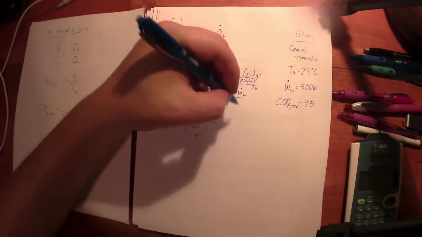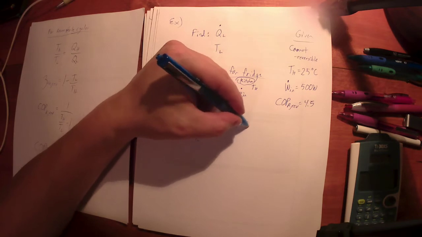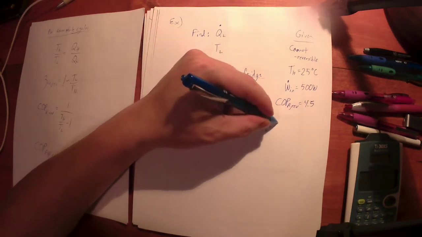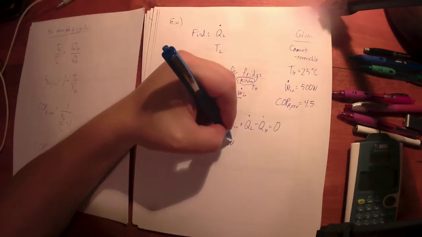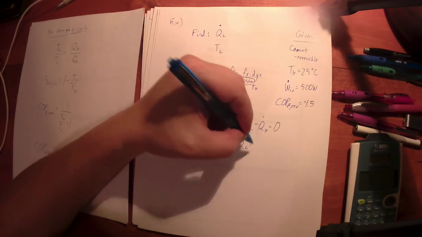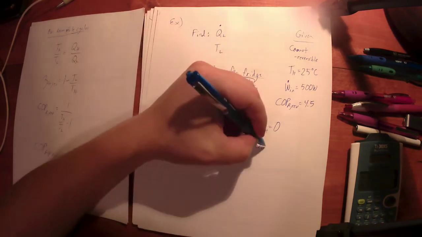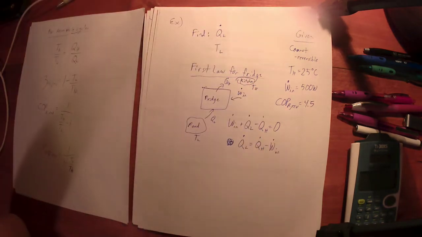So the first law for the fridge, we add the in, subtract the out. So I've got power in plus Q dot L minus Q dot H. That's a cycle, so it's equal to 0. I know the power input, and I'm looking for Q dot L. Q dot L is equal to Q dot H minus the power input. So if I knew Q dot H, I could find Q dot L.